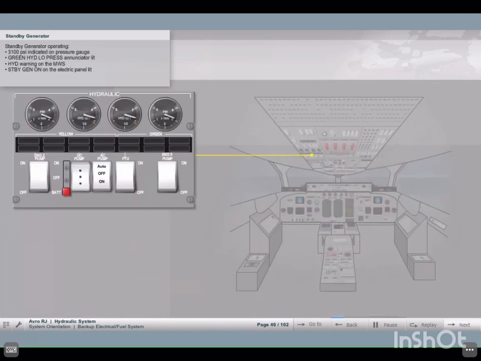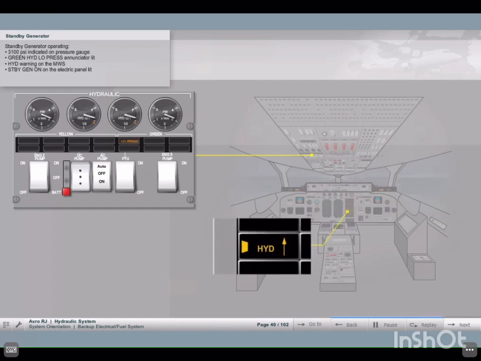When this happens, the pressure shown on the green hydraulic gauge remains 3,100 psi. However, the green system low pressure annunciator and the hydraulic warning on the central warning panel will illuminate to draw the pilot's attention to the loss of green system services. The white standby generator on annunciator on the electrics panel will also illuminate.